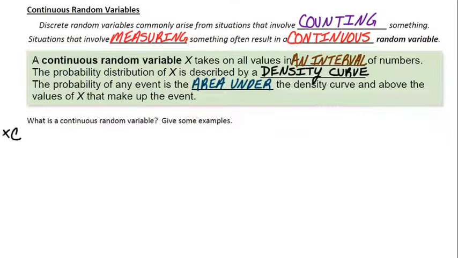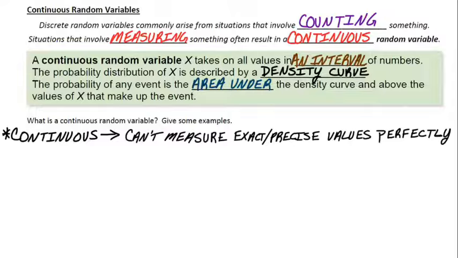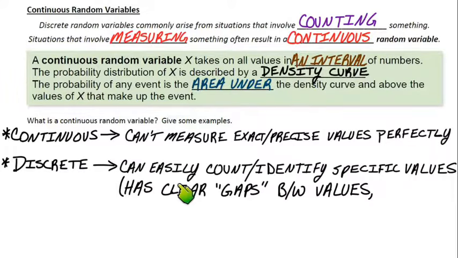So what is a continuous random variable? And let's give some examples here. So it's different than a discrete random variable. Continuous, you can never measure exactly or precisely what the values are perfectly. That's the point. So continuous means it's a measurement. We can never actually measure perfectly. We can never actually be exact. Whereas discrete, we just had some categories and we just counted things. So for discrete, we can easily count or identify specific values. So it has clear gaps. Things are fixed. 1 language, 2 languages, 3 languages, for example.